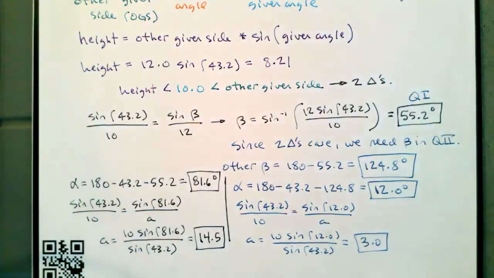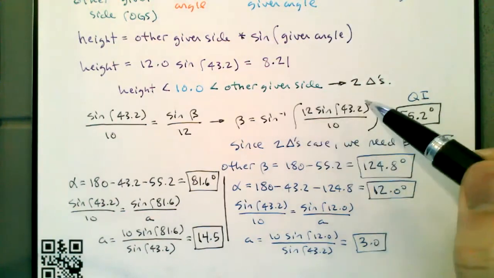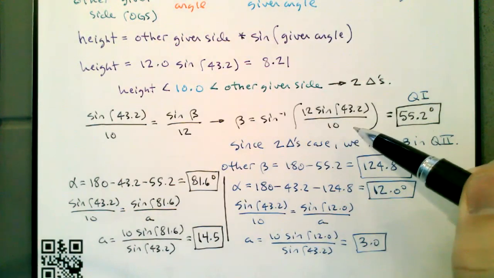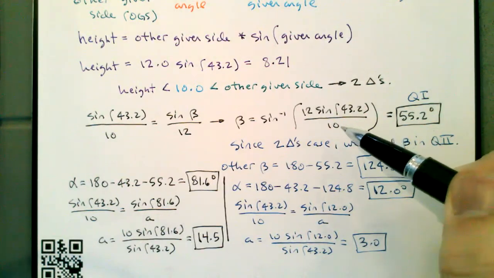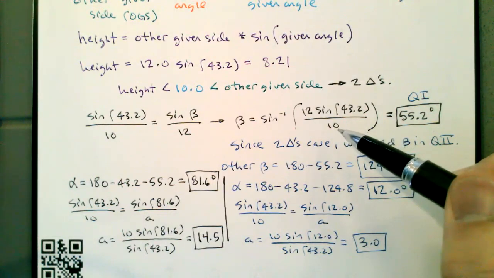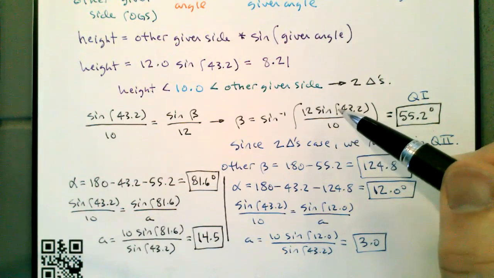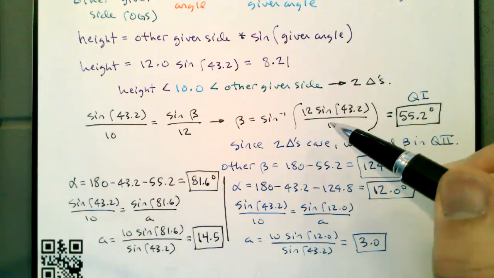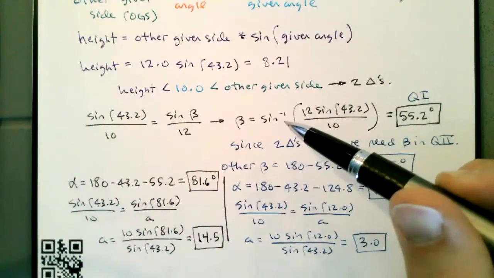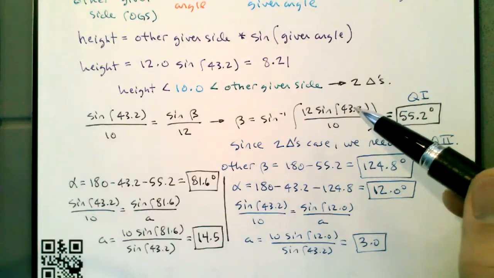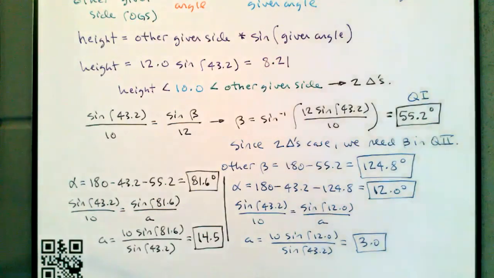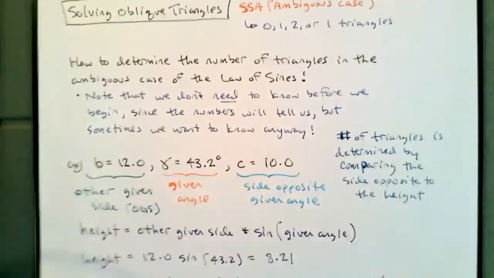Notice that what we're looking at is the ratio of the height. We're doing the sine inverse of the height divided by the side opposite the given angle. If the side opposite the given angle is less than the height, then we have no triangle. The sine inverse will tell us that, because if the height is greater than the side opposite the given angle, then we'll try to find the sine inverse of a number greater than 1, and we'll get no angle. No angle has a sine that is greater than 1. So let's look at an example like that.